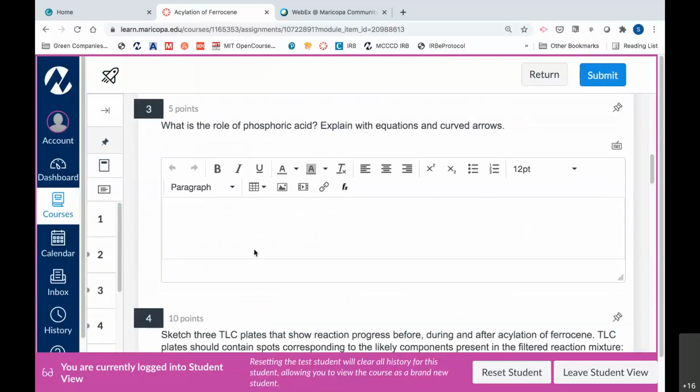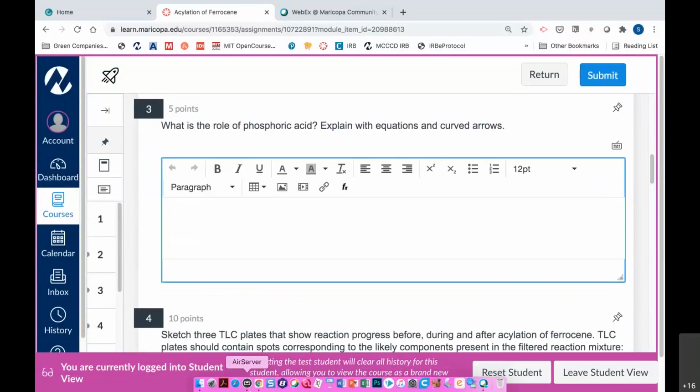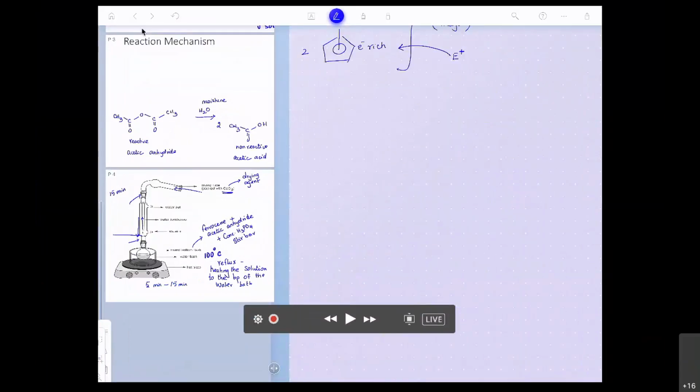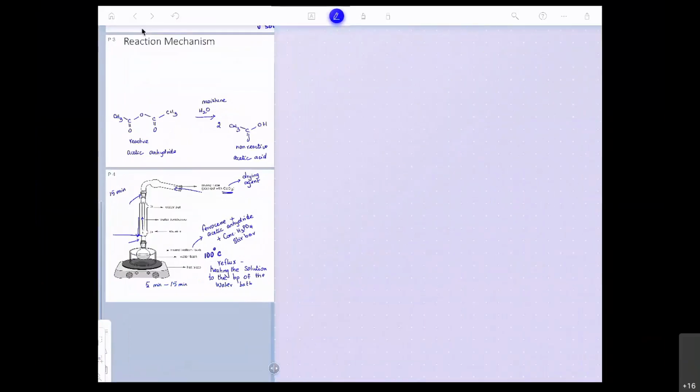So what is the role of phosphoric acid? Explain with equations and curved arrows. So you want to take a portion of your mechanism to explain this. You don't have to write the entire mechanism. So the role of phosphoric acid is twofold. It is a catalyst, increases the speed of the reaction.